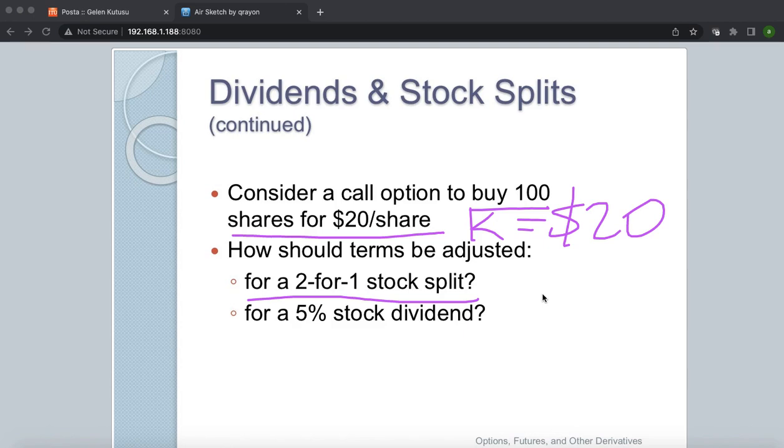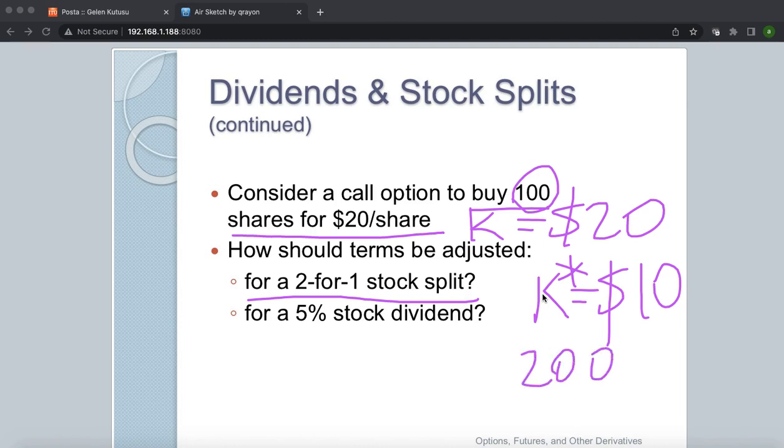that means one share will become two shares. In that case, your stock price will be reduced by half. And this K will also be adjusted: if we call it K star, the new K star is going to be $10, and the stock price will be halved. And then the number of shares will be multiplied by the same ratio, which is 2 for 1. So the number of shares on which this option is written will become 200.